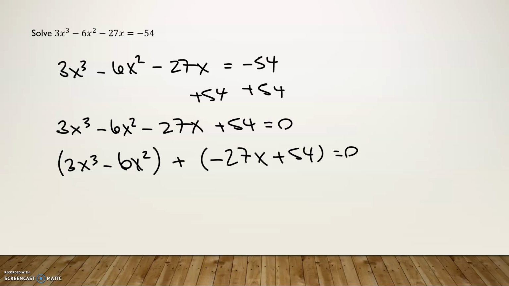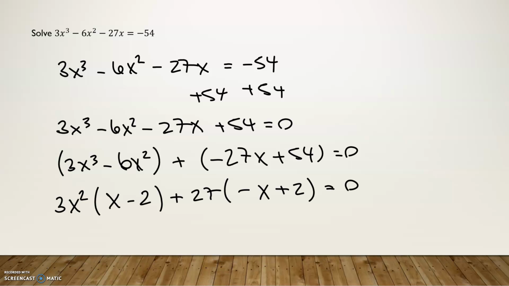So for the first group, looks like I can take out a 3 and an x squared. So I'm left with x minus 2. For the second one, looks like I can take out a 27. So negative x plus 2 equals 0. Now look at these. I've got a positive x and a negative 2 here, but a negative x and a positive 2 here. The only difference between the two are the signs.